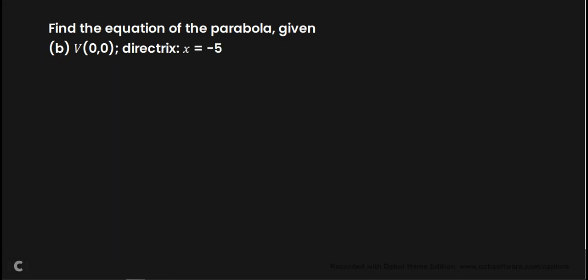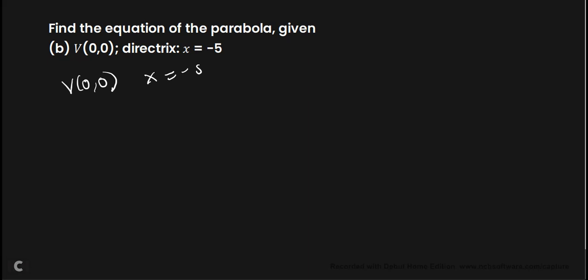Then let's go to the other question. They are saying find the equation of the parabola given that the vertex is (0, 0) and the directrix is negative 5. Here we have been given the directrix, showing that it is in the x-axis. Since our equation is in the x-axis, we already have the idea, right?